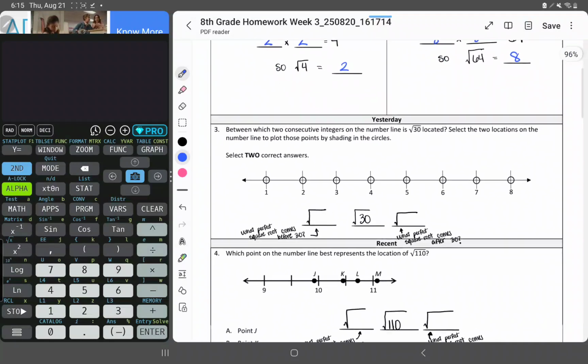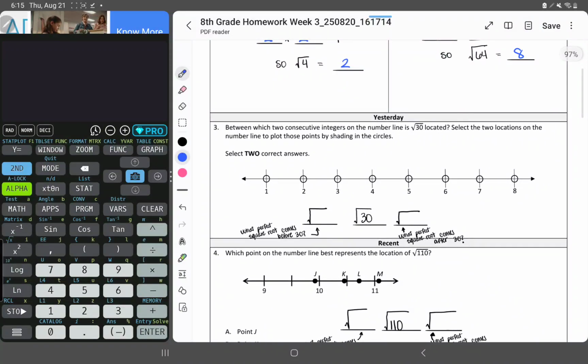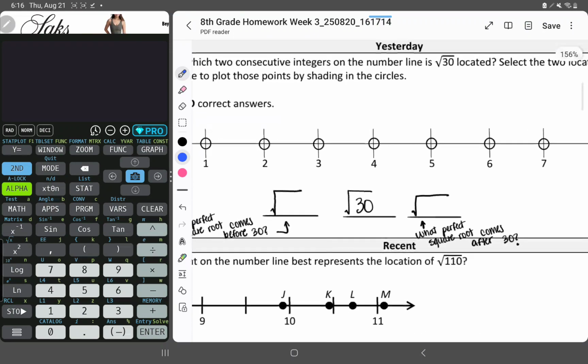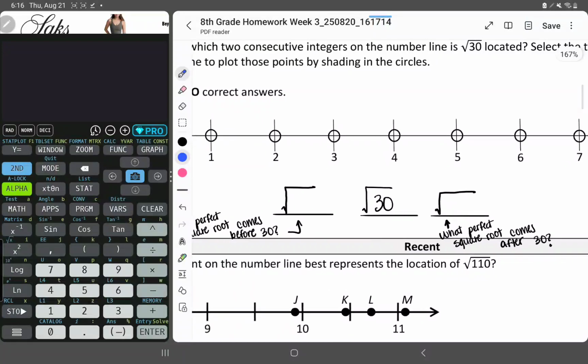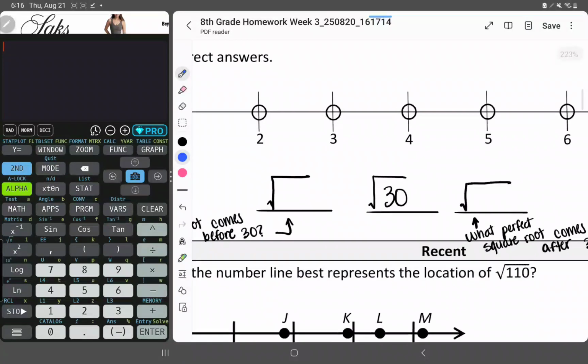This one says between which two consecutive integers on the number line is the square root of 30 located? Select the two locations on the number line to plot those points by shading in the circles. So we're looking for the two integers that it lies between, which means we need to know the two perfect squares that 30 lies between.